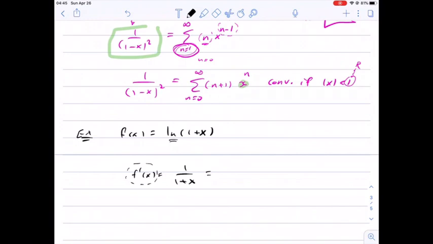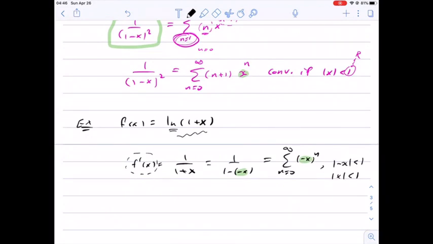So if we have 1 over 1 plus x, the derivative of this is 1 over 1 minus negative x, and this is the series negative x to the power n from 0 to infinity. And this is convergent if the absolute value of negative x is less than 1, which is equivalent to the absolute value of x less than 1. Now we need to get rid of this derivative because this is a derivative, not the original function. So in this case we need to integrate.